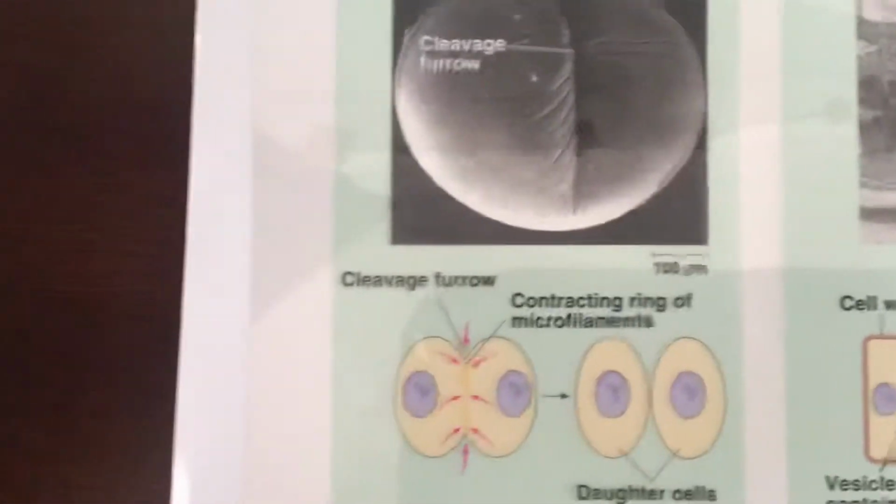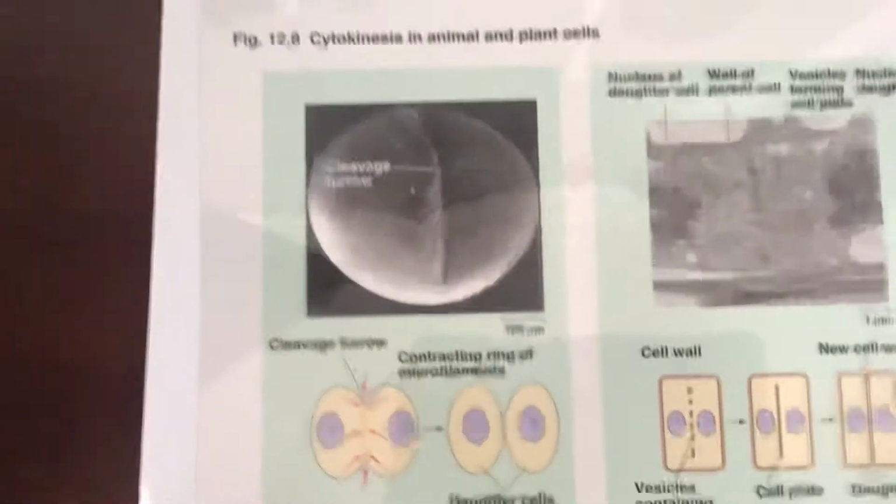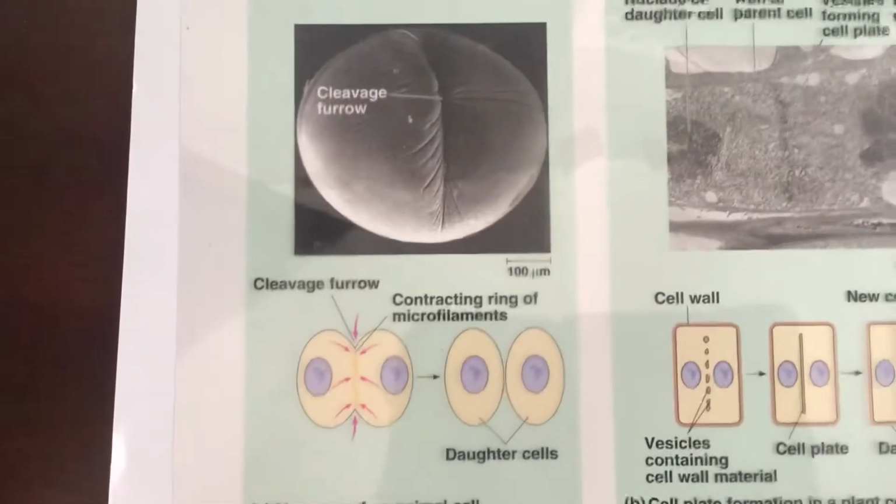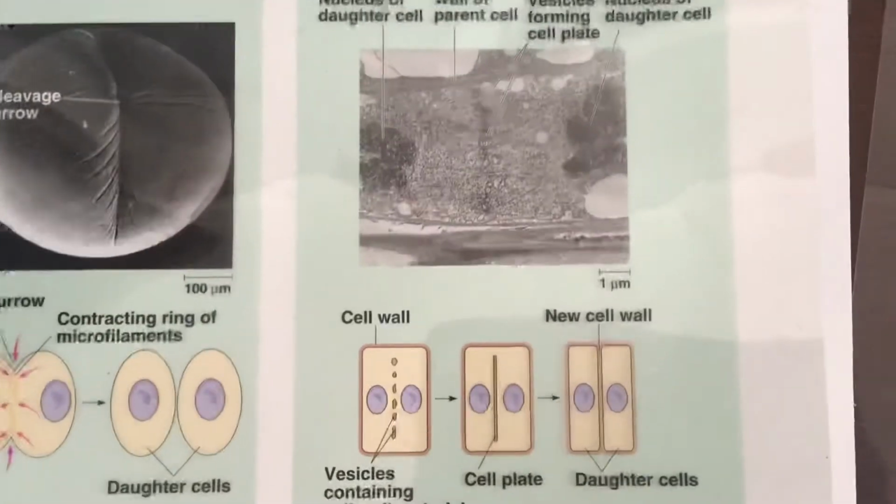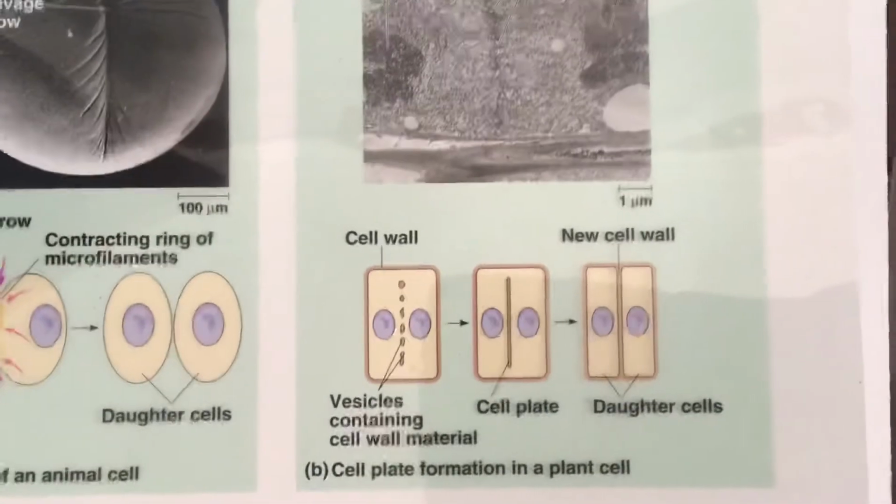First of all, plant cells are different. So this is an animal cell. This is in your textbook. But the animal cell literally gets pinched in half. But a plant cell, because it has the cell wall, cannot do this. So it has to build a new cell wall.